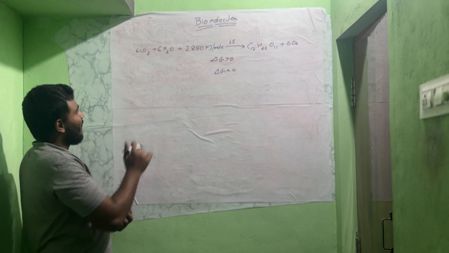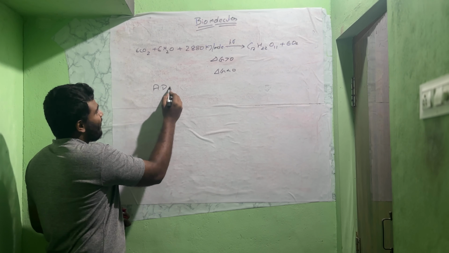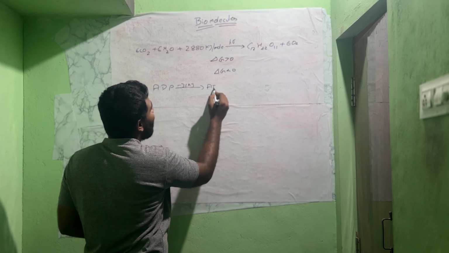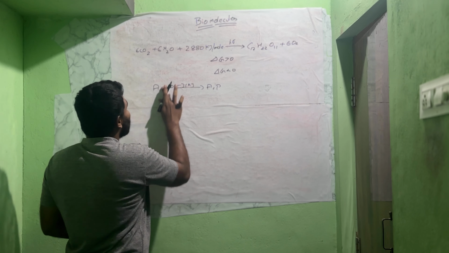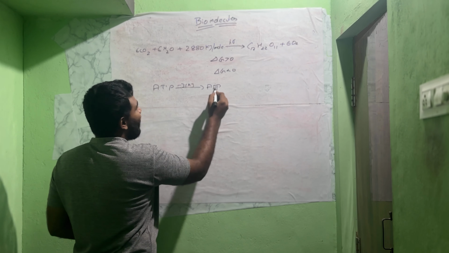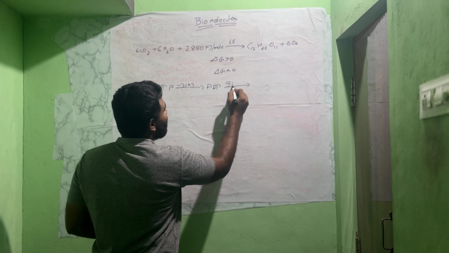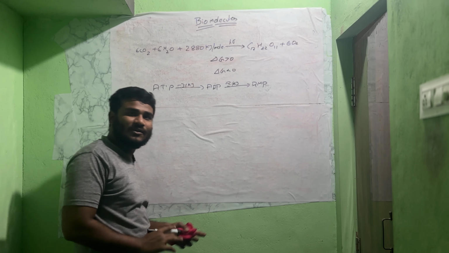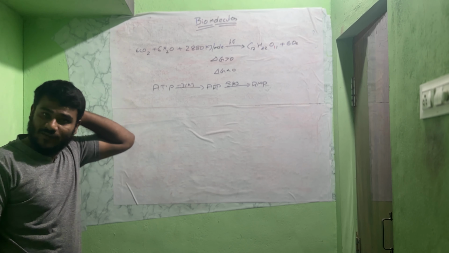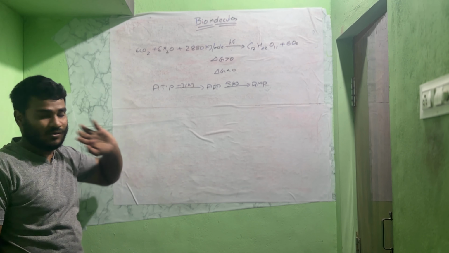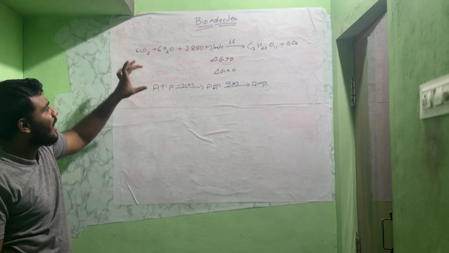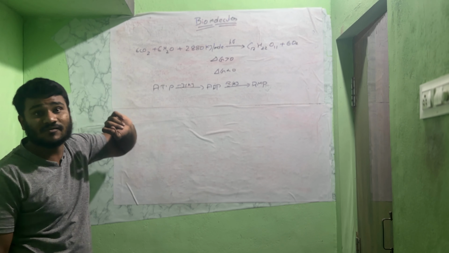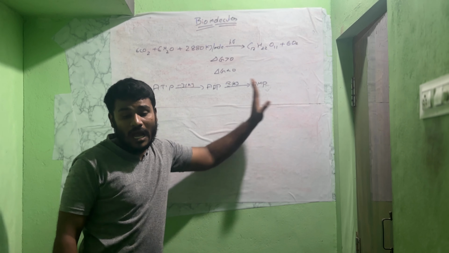For example, if adenosine triphosphate releases 31 kilojoule of energy, it becomes adenosine diphosphate. We will discuss adenosine diphosphate in further classes. For now, just see adenosine triphosphate: when it releases its energy, it converts into adenosine diphosphate, and again adenosine diphosphate to adenosine monophosphate.